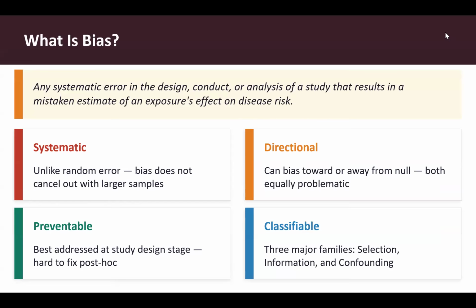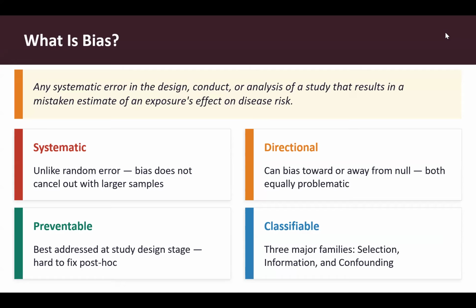Now we come to the concept of bias. What is bias? Bias is any systematic error in the design, conduct, or analysis of a study that results in a mistaken estimate of an exposure effect on disease risk. So it is systematic. Unlike random error, bias does not cancel out with larger samples.